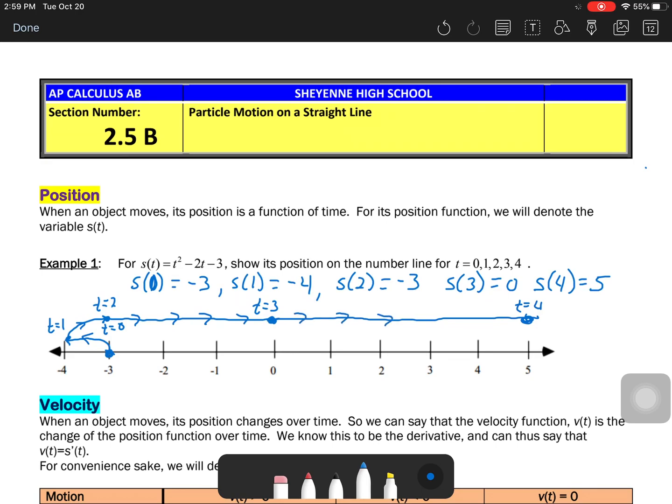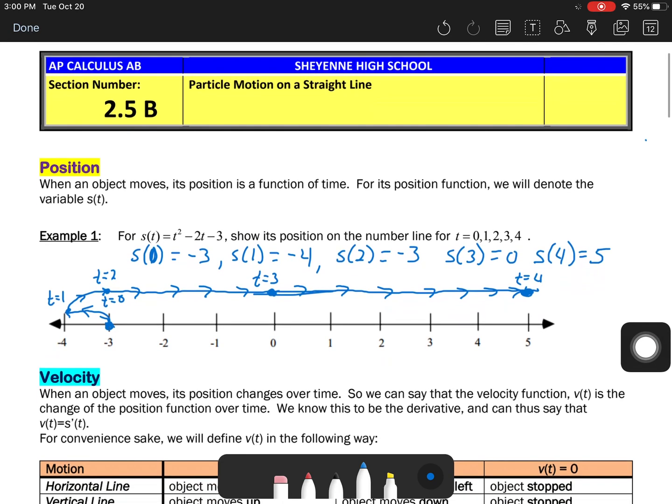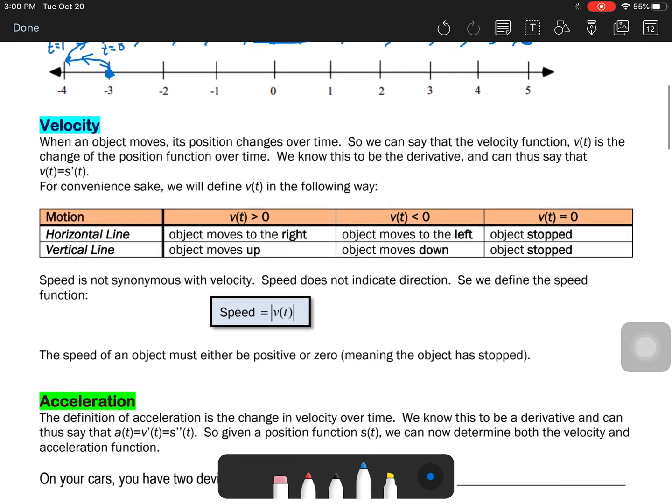So thinking about the movement of the particle, it starts here, goes left, and then after 1 second it turns around and continues to move right for the rest of that time. That makes sense because we know this is a parabola, and our vertex is going to appear at t equals 1 with a y coordinate of -4. That's where it turns back around and starts going up again. That's how we'd model this position.